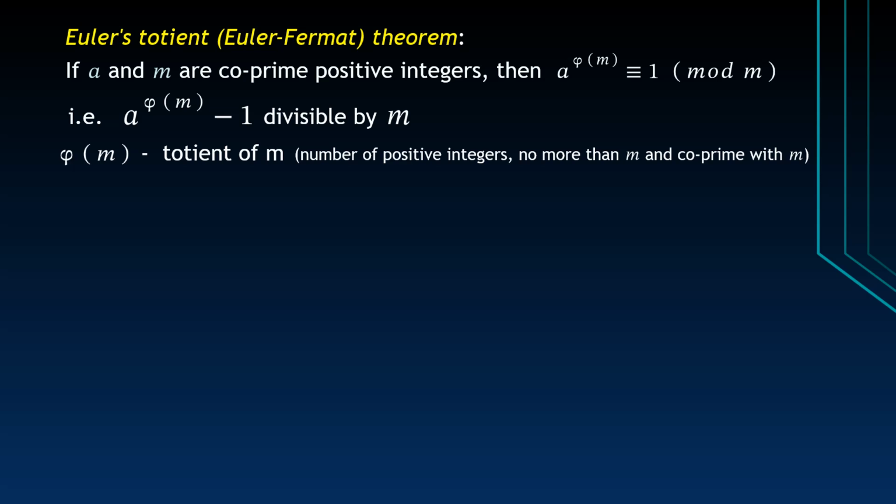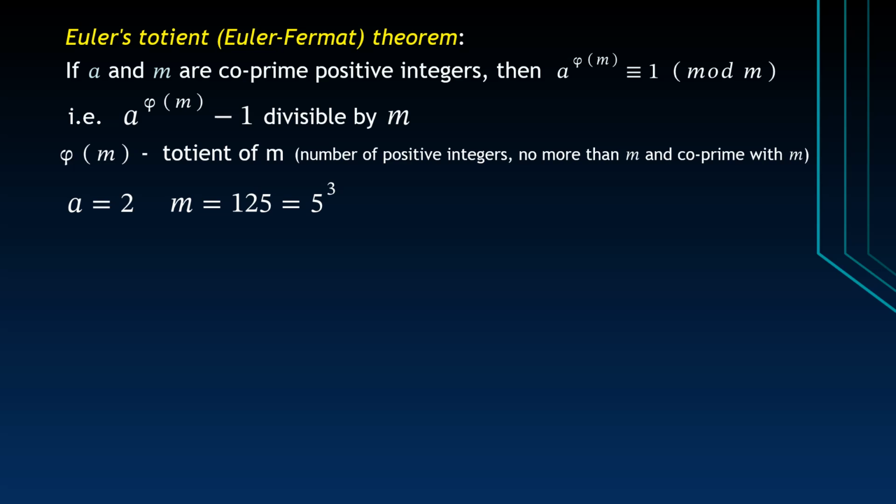Normally the totient is not calculated directly because there is a convenient formula to compute it. We only need a special case when a equals 2 and m equals 125, which is 5 to the power of 3.